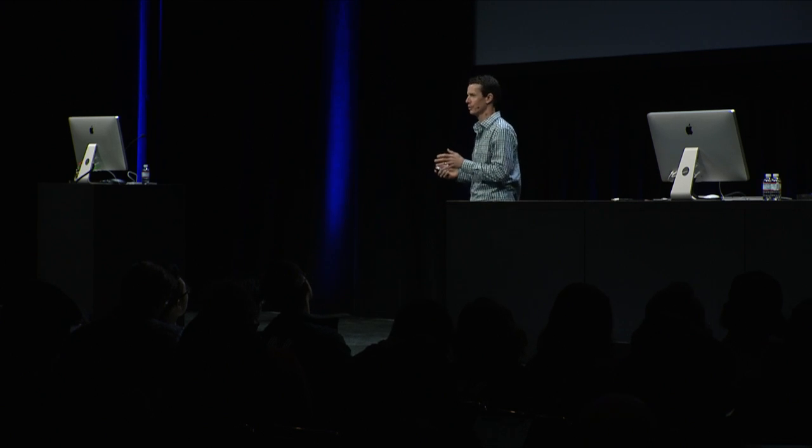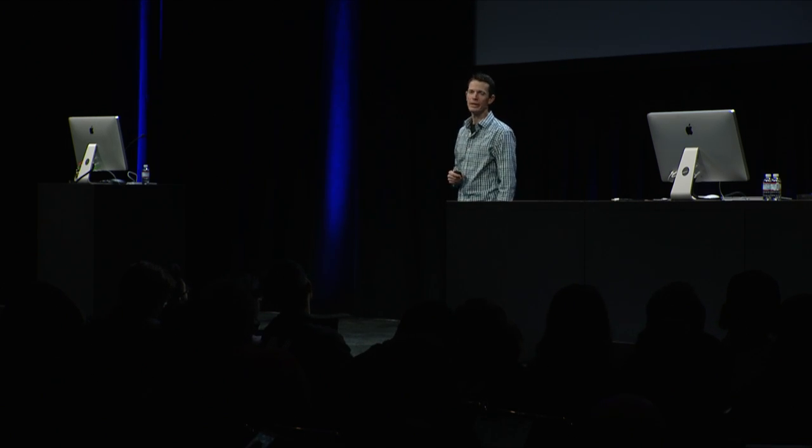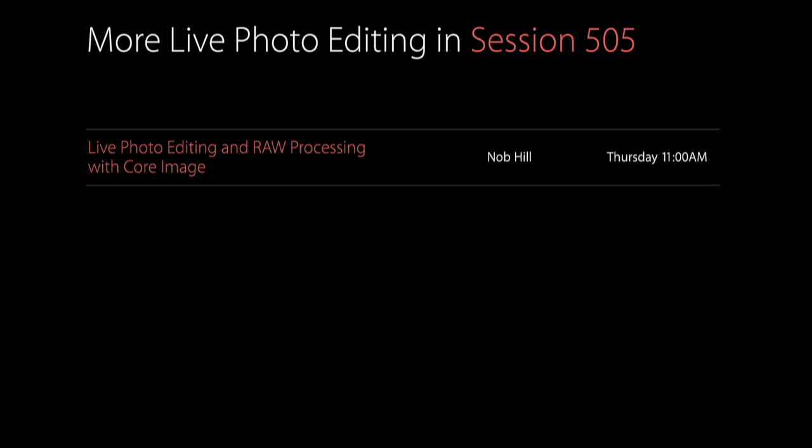All right. AV Cam, like I said, now has separate video and photo recording modes. So you get the best photo experience, you get the best movie making experience. And it shows the proper live badging technique that I was talking about. It also shows you how to write it to the assets library, and that sample code is available right now. If you go to our sessions page, you'll find it. It was even Swiftified. If you want to know more about live photo editing, please come to session 505 on Thursday at 11, where you'll hear all about it.